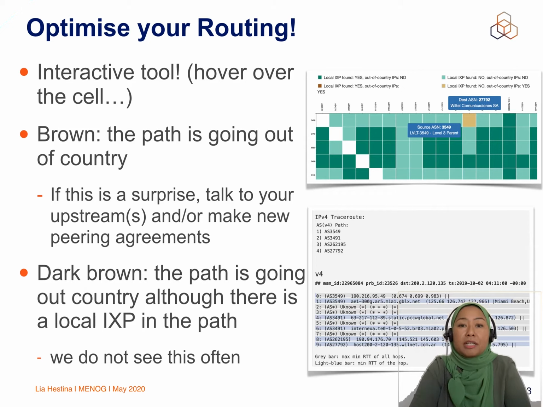See if you can try and check it out yourself and compare how your country looks and how your neighbors' countries look. It's an interactive tool, as I said before, where you can hover from one cell to the other. The brown cell shows paths going out of the country. If this is a surprise for you, talk to your upstream provider and make the necessary peering arrangement. The dark brown shows paths which are going out of the country, although there is a local IXP seen in the path. We don't see this very often.